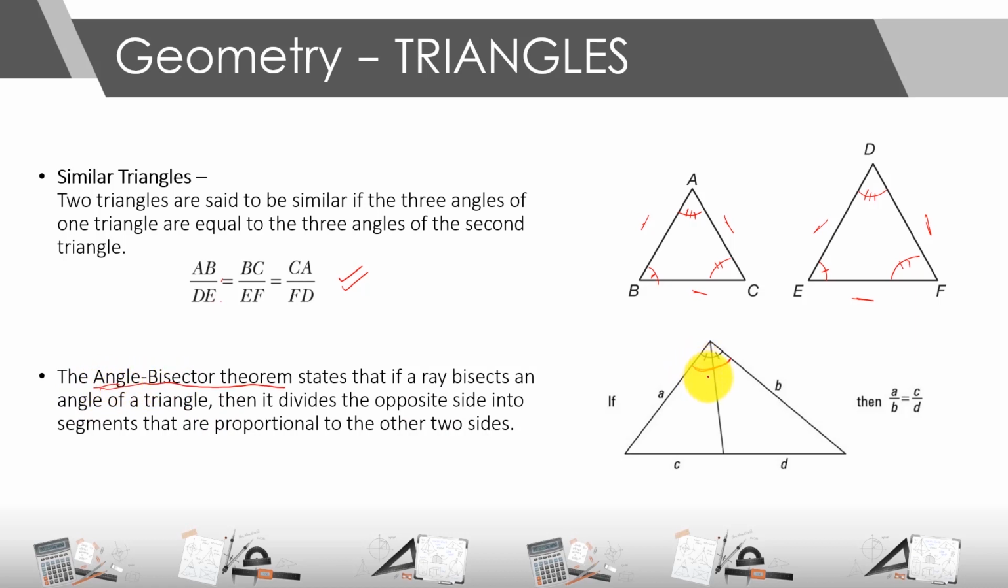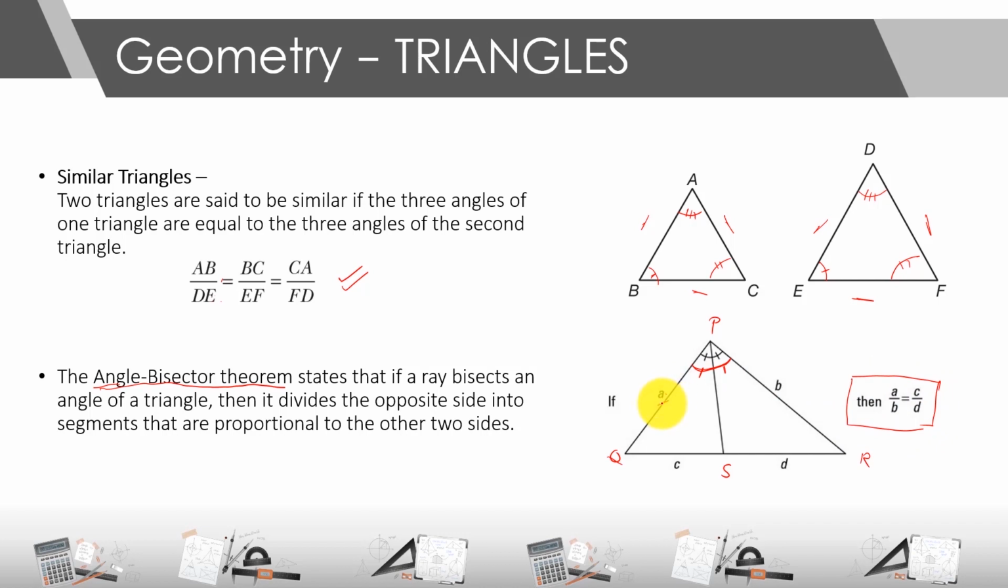So if we have a triangle and we draw an angle bisector from one of the vertices, this angle bisector will reach the opposite side, say at point S. So this PS is the angle bisector and it is intersecting with the opposite side QR. In such a scenario, there is a particular relationship between the sides. This relationship is this: A is to B is equal to C is to D.